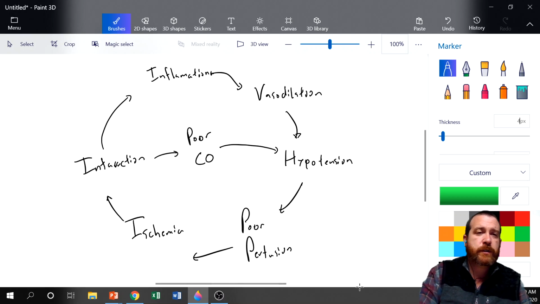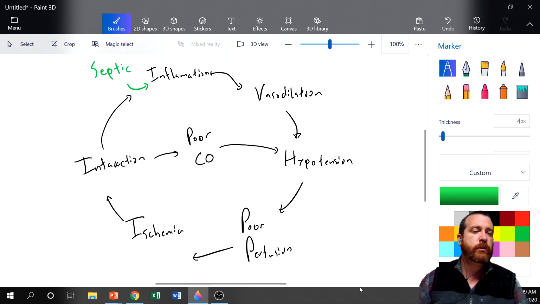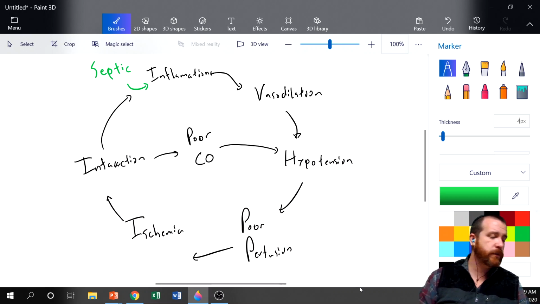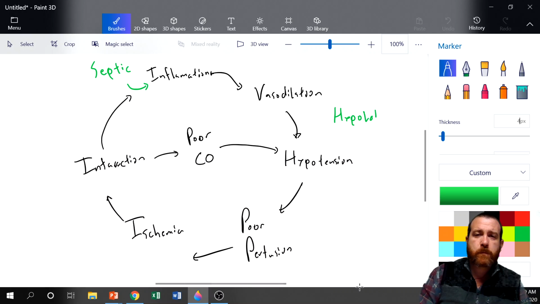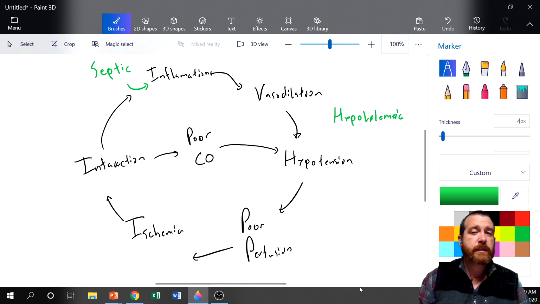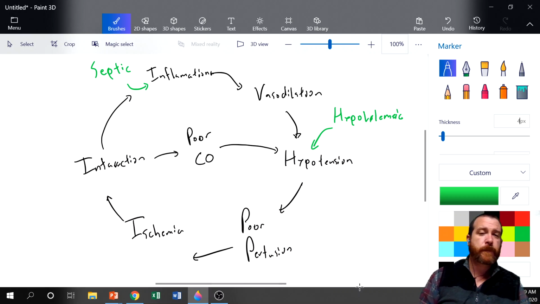We previously talked about septic shock, right? And with septic shock, our entry point is that inflammatory event. Something like hypovolemic shock. Volemic as in volume. So we lose a bunch of blood. We lose 30-40% of our blood. That's going to throw us into a hypotensive event. We've lost enough blood that we don't have as much to fill up the chambers that we do have.